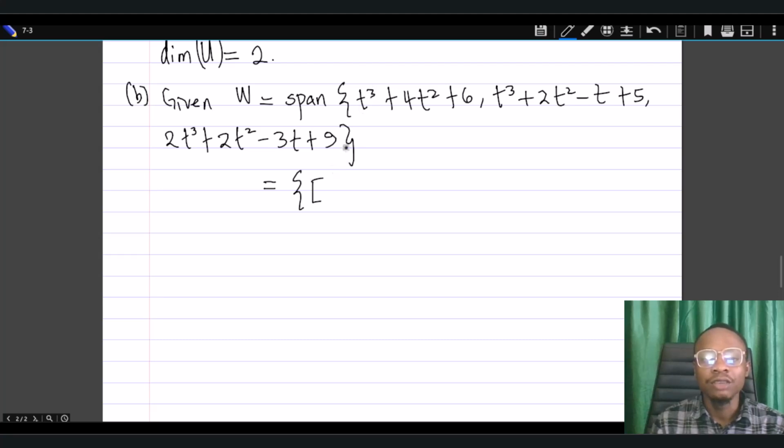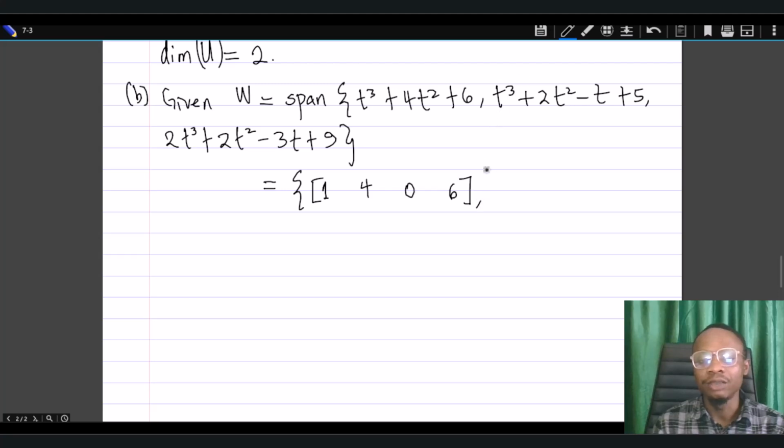that the coefficient of t cubed comes first, so that is 1. The coefficient of t squared coming next, that is 4. The coefficient of t coming next, that is 0, since it doesn't exist in this one. So that is 1, 4, 0. The constant, that is 6. So we can put it this way.